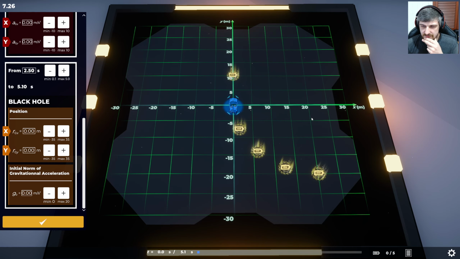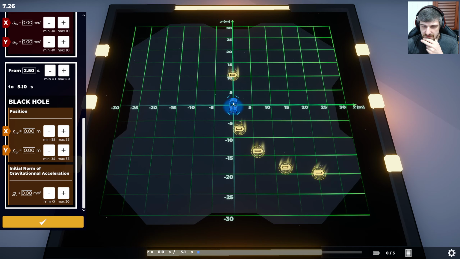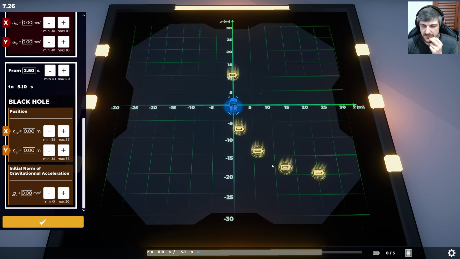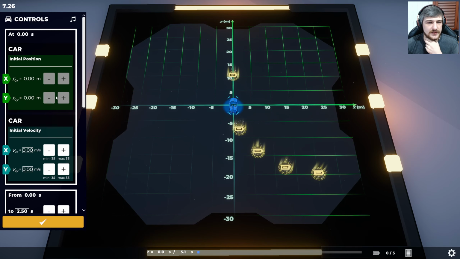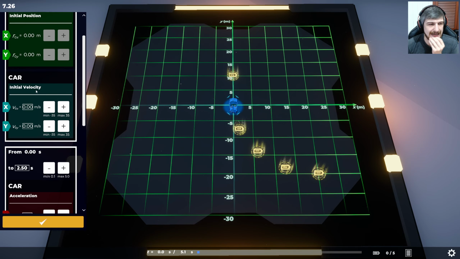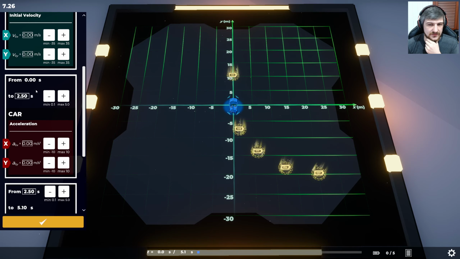Where is this? This is 15 and this is 20. I can't do that. It's got to be here, right? So maybe this is the acceleration. I don't... Oh, this is weird. Initial position. We have to start at 0, 0. And we have to accelerate first.